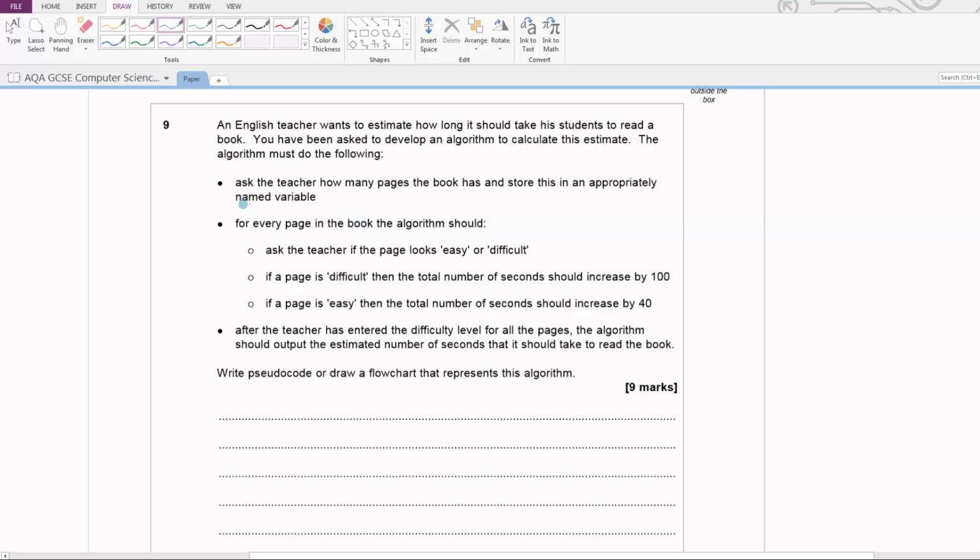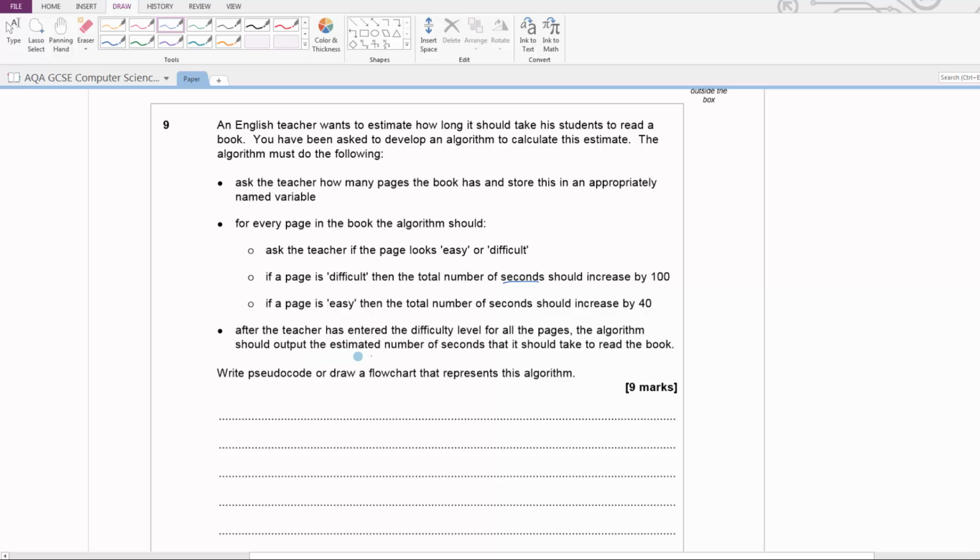So you first of all got to ask the teacher how many pages the book has and store this in an appropriately named variable. For each page in the book, the algorithm should ask the teacher if the page looks easy or difficult. If it's difficult, then the total number of seconds should increase by 100. So when you're reading this, you should be thinking, well, we need a variable for the user input. We have to have a variable for seconds too. If it's easy, it should be increased by 40, so just a lesser amount.